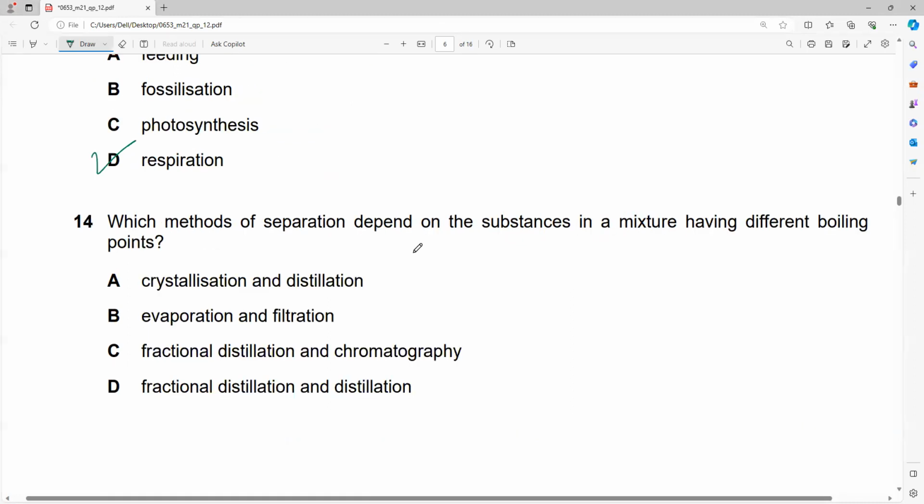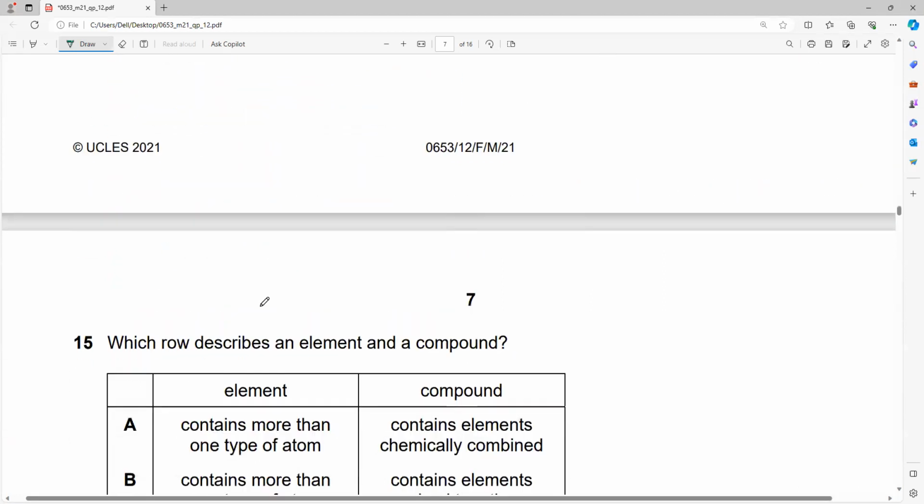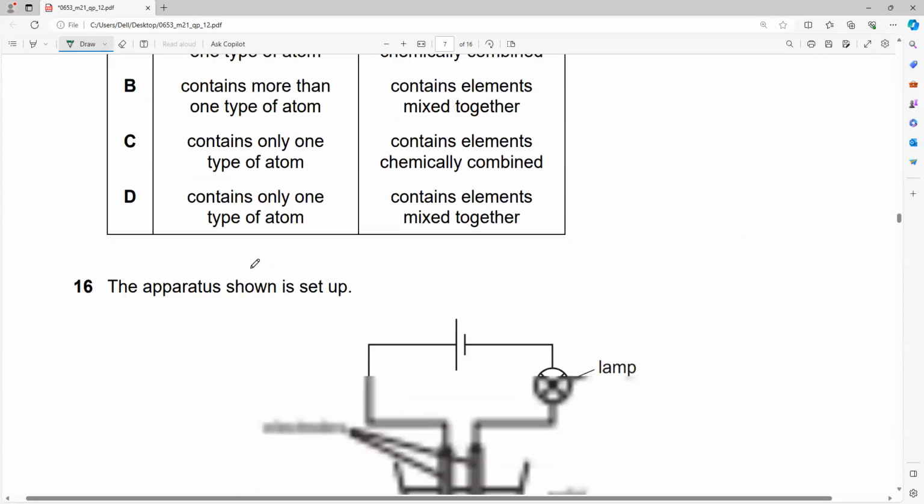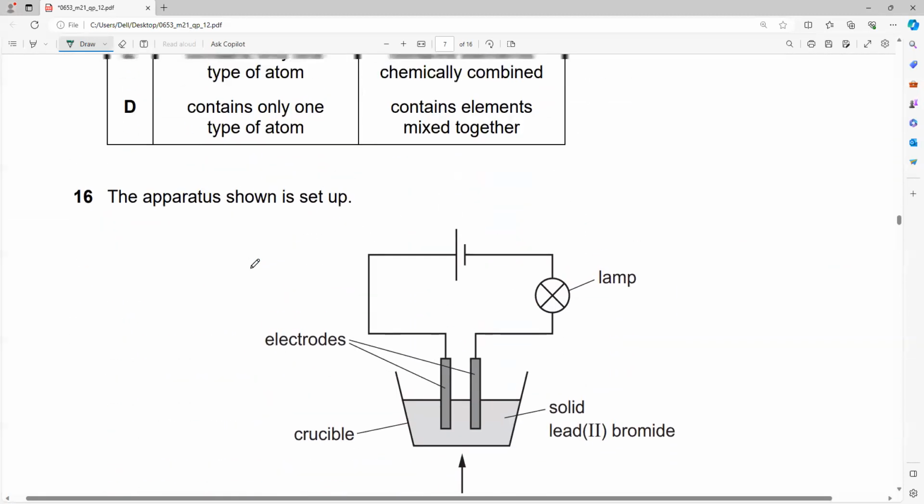Next, which method of separation depends on the substances in a mixture having different boiling points? Of course, this is ninth class. So for different boiling points we undergo fractional distillation and distillation. So it's not there. Ninth class it is, you can avoid it. Okay, next, this question also you can avoid it. 15th. And let us come to the 16th.